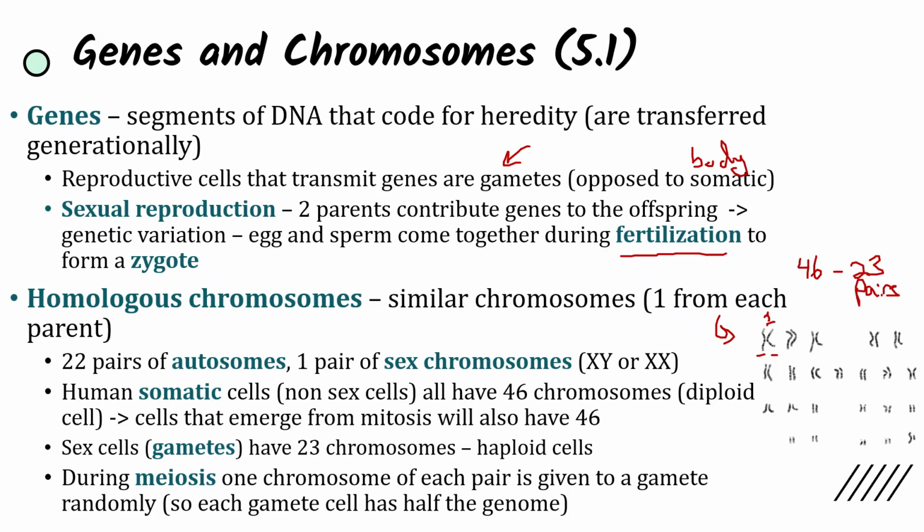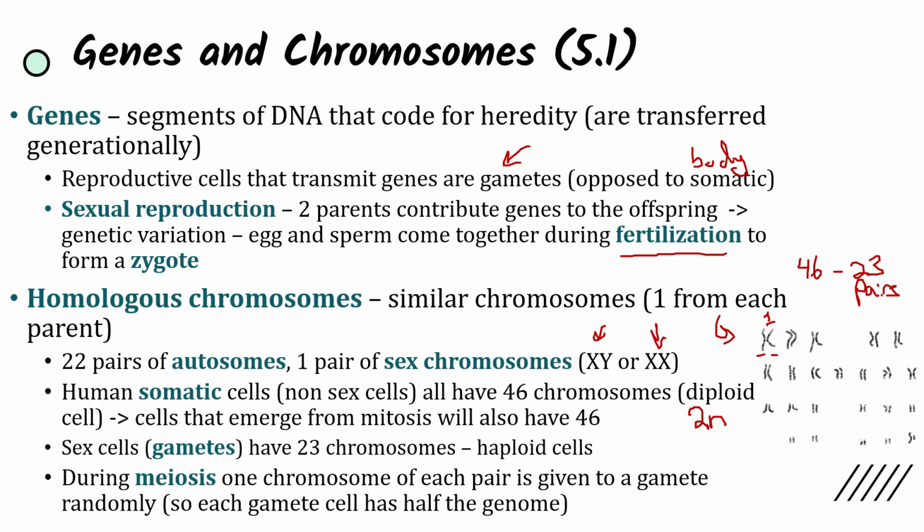And 22 pairs of chromosomes are autosomes, and one pair is sex chromosomes. These are the chromosomes that determine biological sex, whether it be XY or XX. And so human somatic cells, non-sex cells like we discussed, all have 46 chromosomes. And this makes them a diploid cell, otherwise represented as 2N, because they have both of the sets. They have the 23 chromosomes from the mother and the 23 chromosomes from the father, so they have all 46 chromosomes.